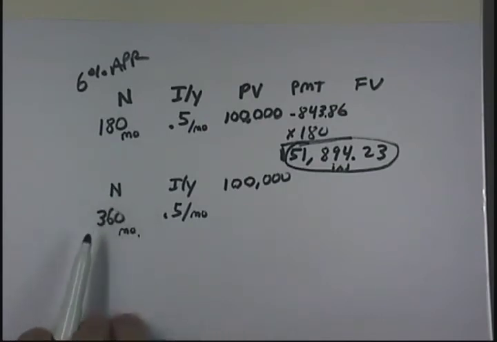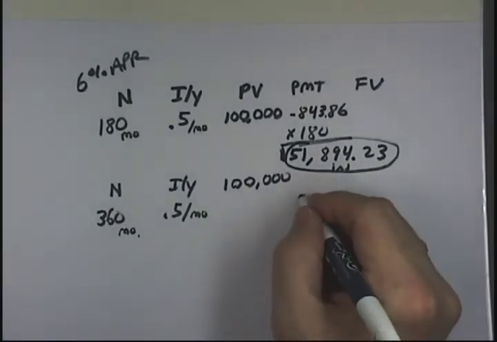Now, if I make 360 monthly payments on the $100,000 loan amount at that same interest rate, the payment is certainly smaller.